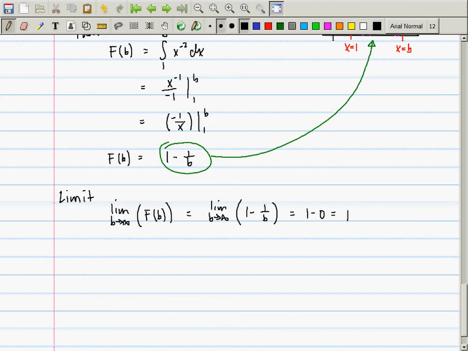So then the answer to the question, the response, is that the integral from 1 to infinity of 1 over x squared dx, well, that's 1. The answer is 1. Because what we said is that this is actually going to be interpreted as the limit as b goes to infinity of the integral from 1 to b of 1 over x squared dx, which is 1.